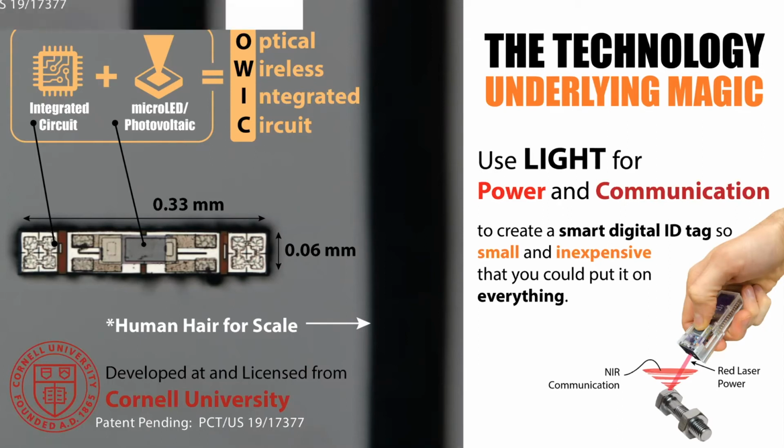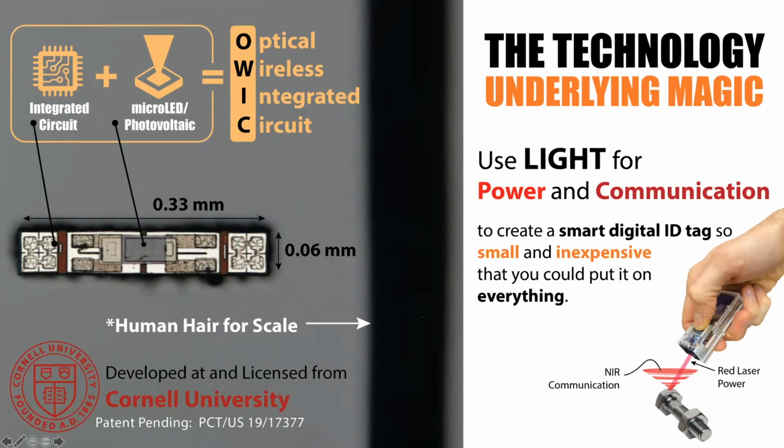The idea itself has been around for a while, but actually integrating all the pieces into such a small device had not been done before. That's the technology that we developed here at Cornell, to be able to put both a photovoltaic for light harvesting and a micro LED and a CMOS chip all in the same small-scale package.